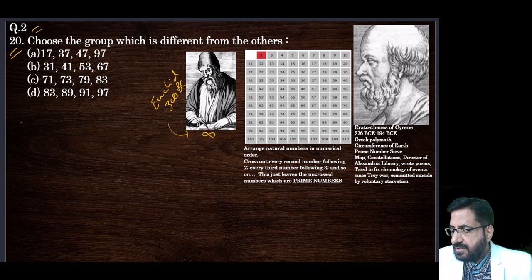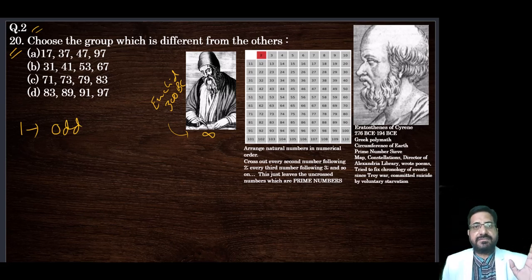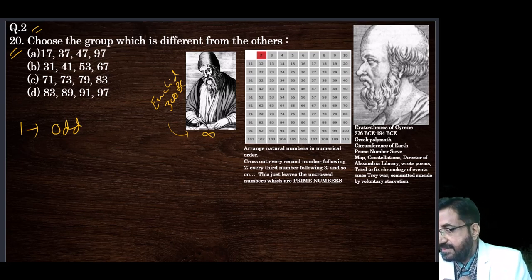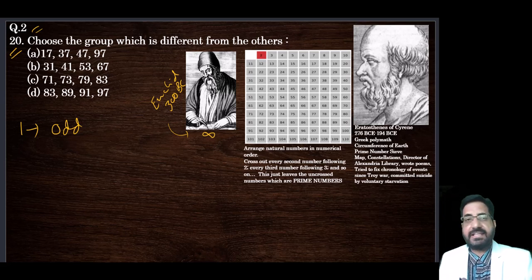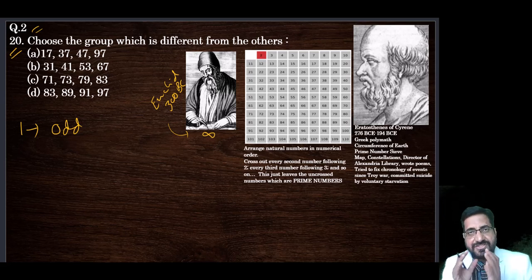The first thing I note here is all are odd numbers. There is nothing even. You try to find, is there any even number? No, I am not finding any even number. What are odd and even numbers? This concept was given by Pythagoras.